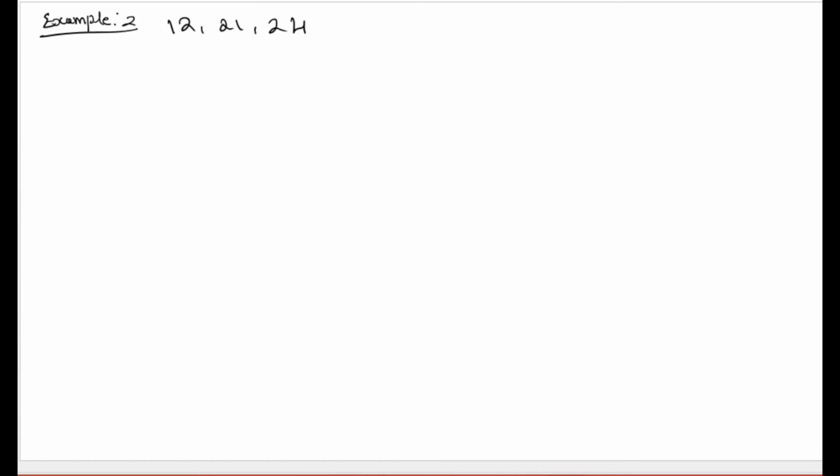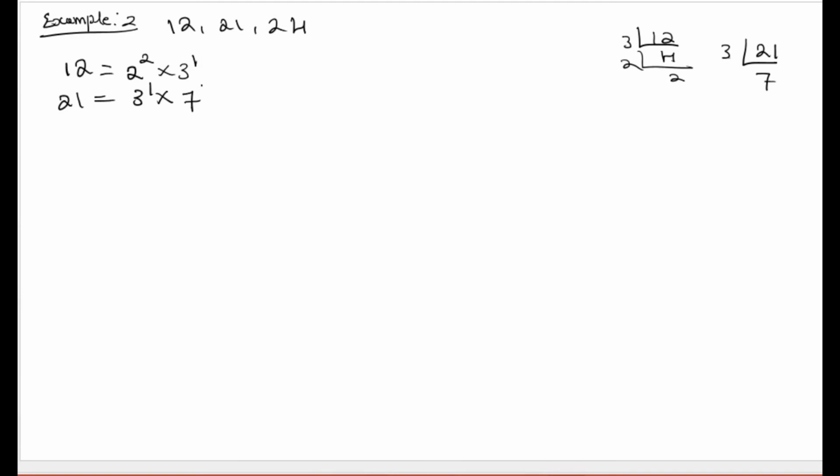See the next example. Find the LCM of 12, 21, 24 by the prime factorization method. First, write 12: 3 4s are 12, then 2 2s are 4. So 12 is nothing but 2 to the power 2 into 3 to the power 1. Prime factorization is nothing but the canonical representation. Next is 21. 3 7s are 21. So it's equal to 3 to the power 1 into 7 to the power 1.